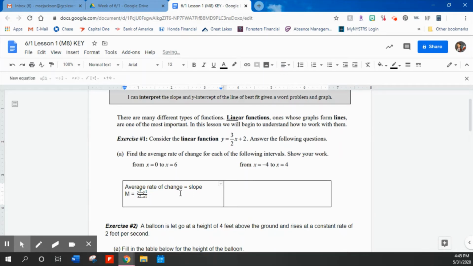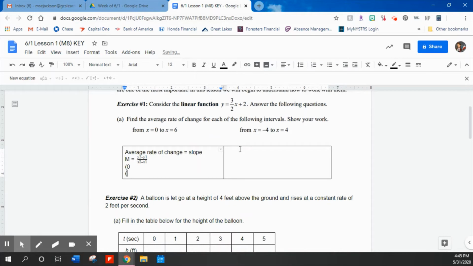So for this problem, it wants us to find the average rate of change, or the slope, from x equals 0 to x equals 6. So that means I have two x values. I've got x equals 0 and x equals 6. Now I'm writing coordinates here. Now, I don't know what the y coordinates are yet because they don't give them to me, but that's what I have to use the function for.